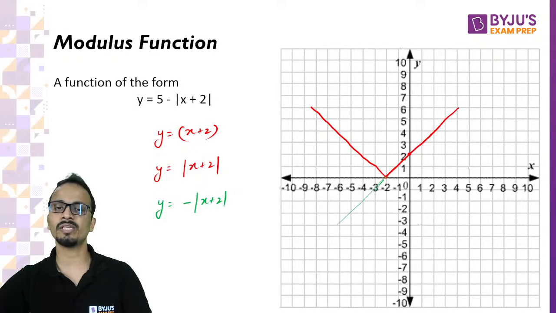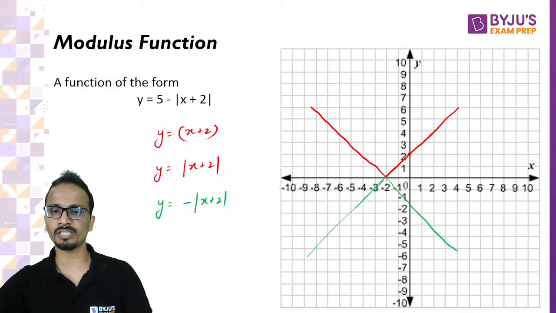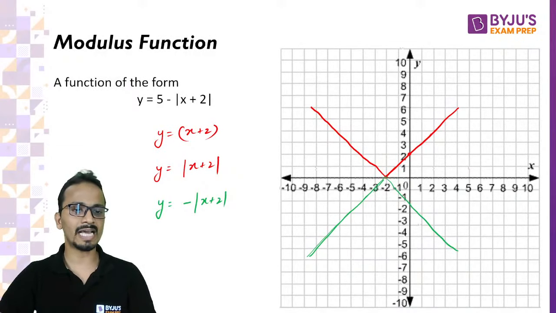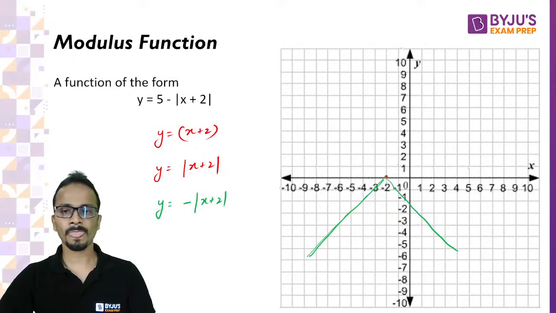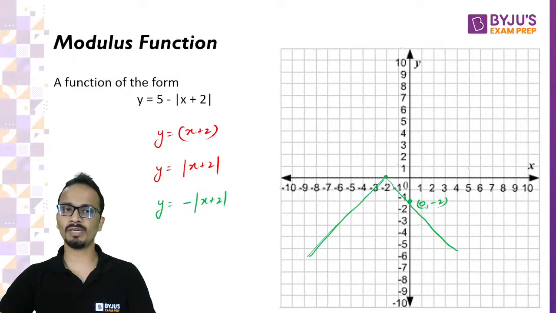I'm drawing this with green color. Okay, so this will be the rough shape of this graph. All right, and the portion which is above the x-axis will be removed. So let's remove this part entirely. The points through which it will pass are 0 comma minus 2 and minus 2 comma 0.